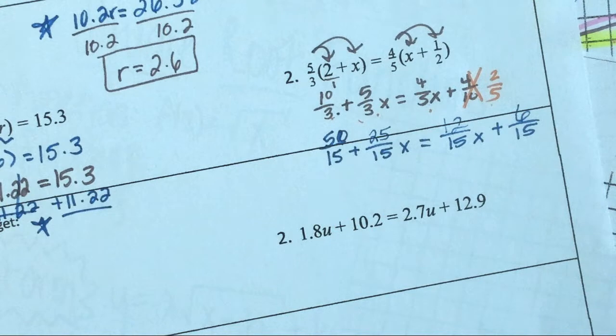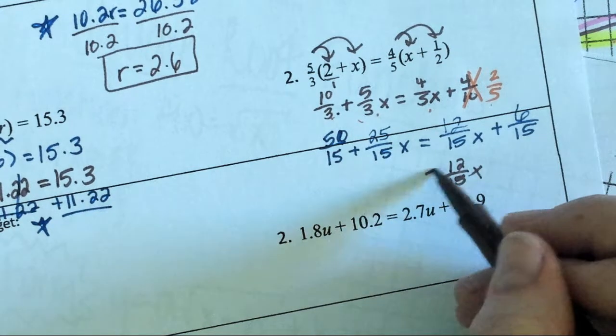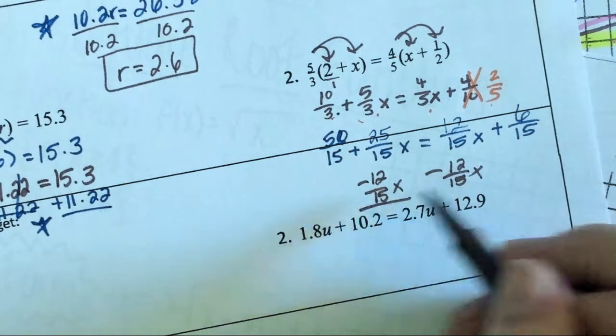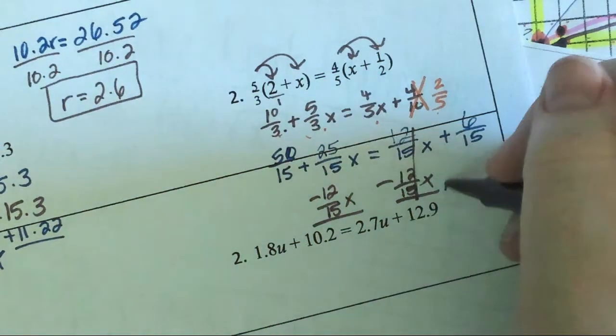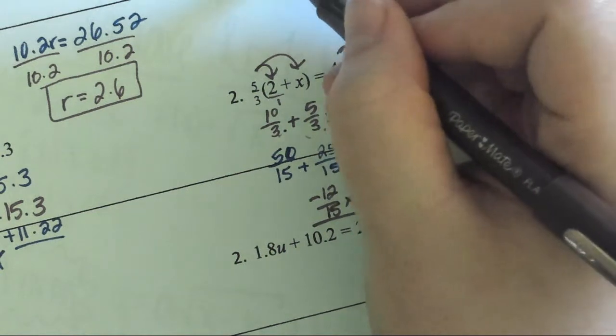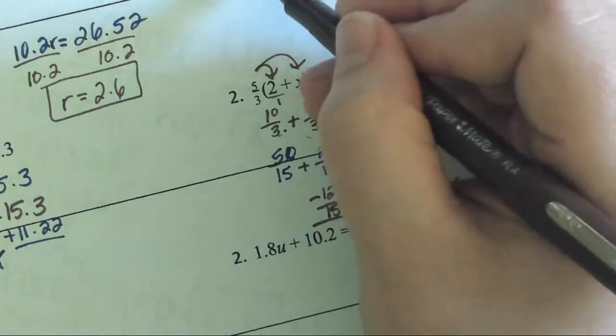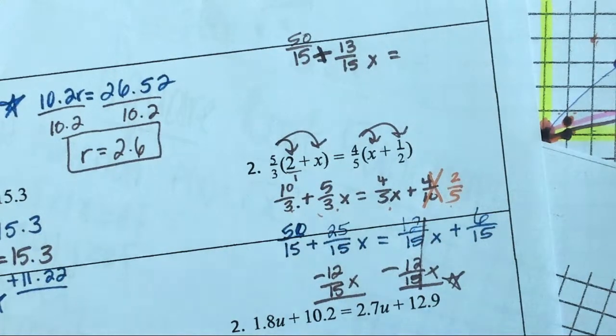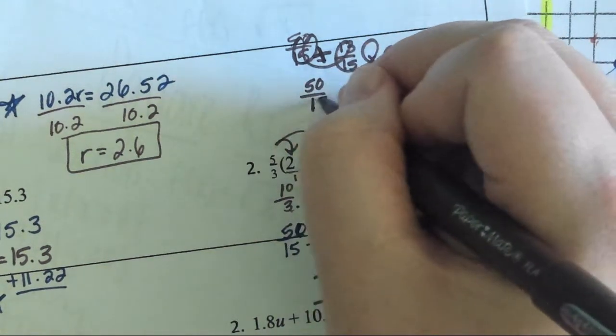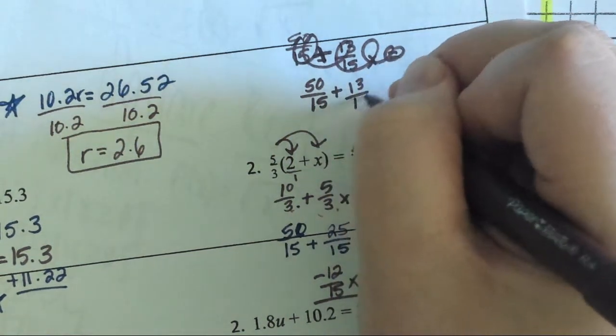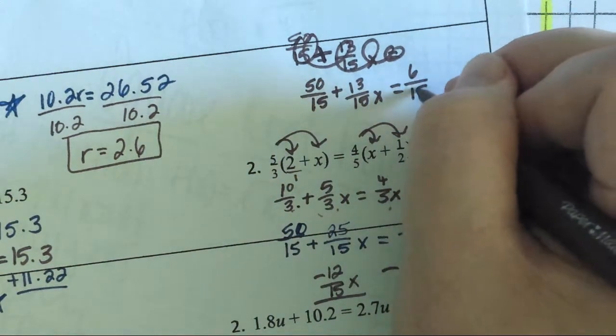Now what should I do? What would you like to do first? SMT, you're on my nerves. So I get, and I'm out of room again. Did not leave enough room for all this. I have 15 equals 15 plus 13 over 15x equals... It's 50 over 15, isn't it? I'm telling you, when you make one math mistake, the rest of your math for the rest of the day just goes downhill. It should say 50 over 15 plus 13 over 15x equals 6 over 15 is what it should say.